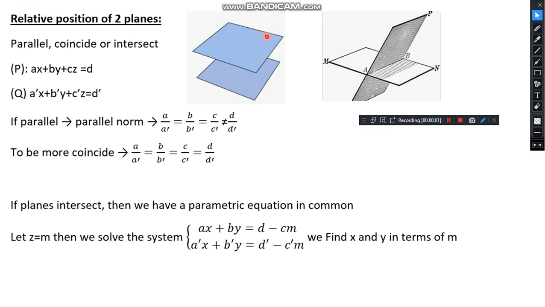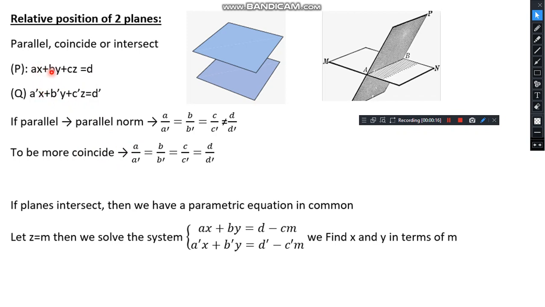Relative position of two planes. Either two planes are parallel or coincide, or they intersect along a straight line. So to know if they are parallel or coincide, if you have two planes, if you have A over A prime equal B over B prime equal C over C prime equal D over D prime, so they coincide.